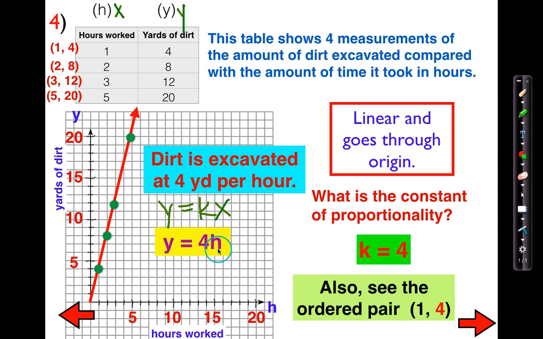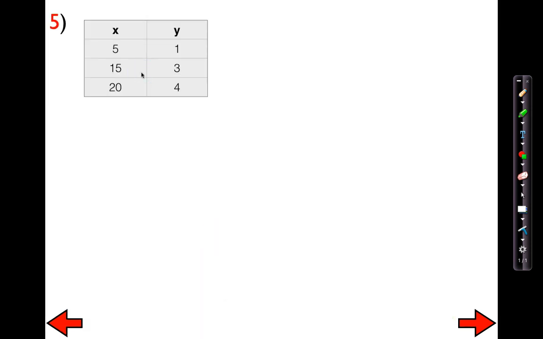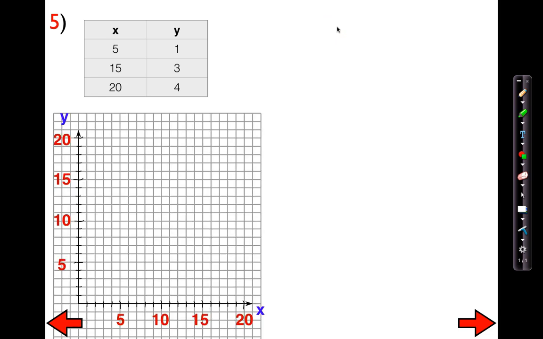What this means is the number of yards, y, is equal to 4 times the number of hours, which is h. Number 5, here we have a table of x and y's. There's no units at all. So I'm just going to have a table. I'm going to go ahead and graph these ordered pairs. The first one's going to be in the form of x comma y, so 5 comma 1, 15 comma 3, and then 20 comma 4.